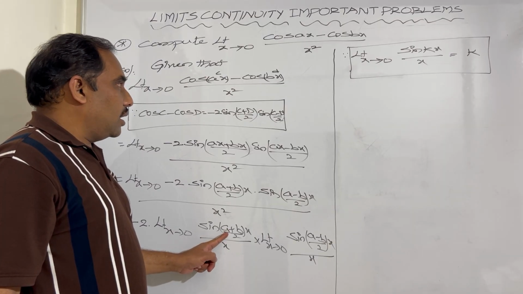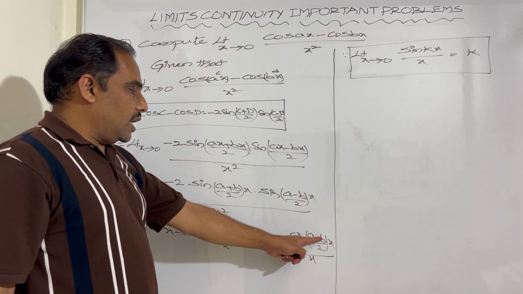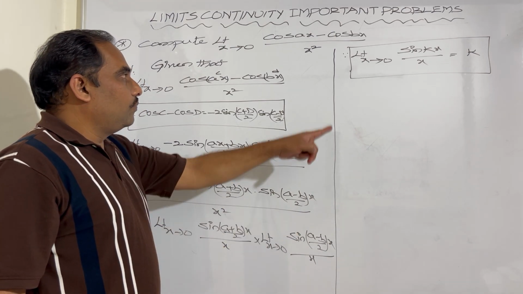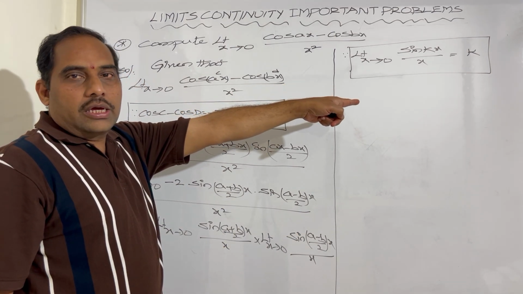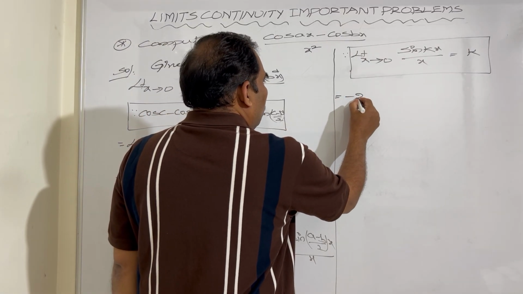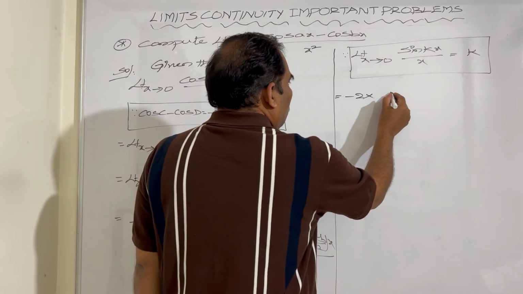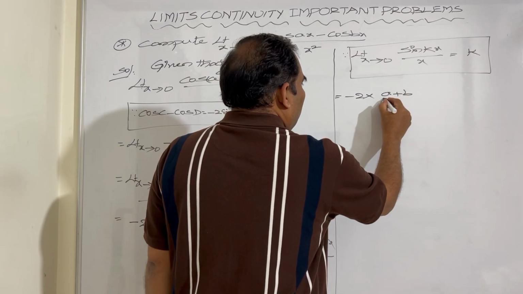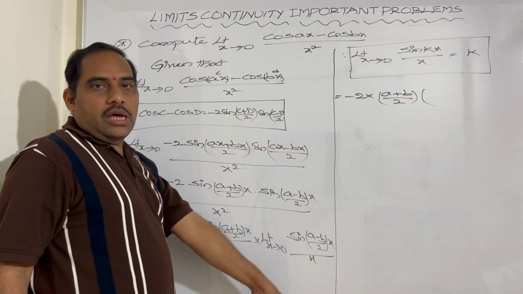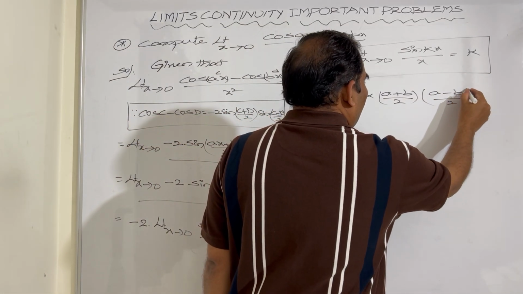So what is k here? a plus b by 2 in the first case. In the next limit, what is k here? a minus b by 2. When you compare these two limits with the limit as x tends to 0 of sine kx by x, we can write this as minus 2 into the first limit, (a plus b) by 2, into the next limit, (a minus b) by 2.